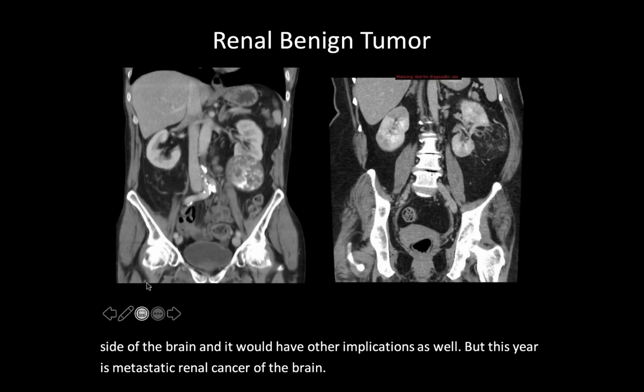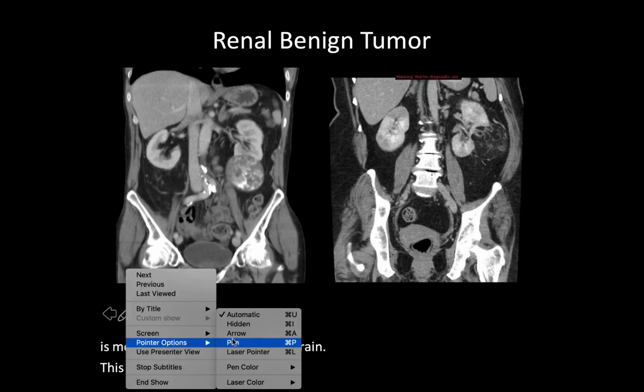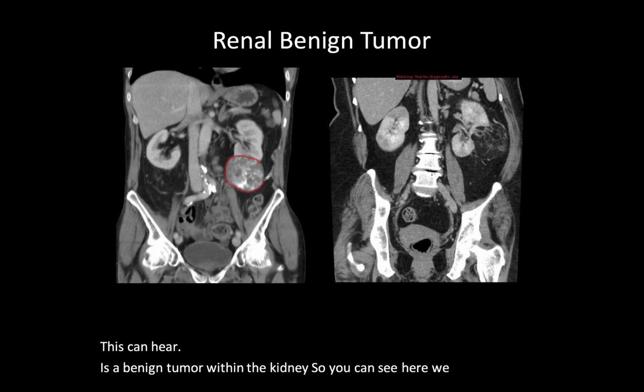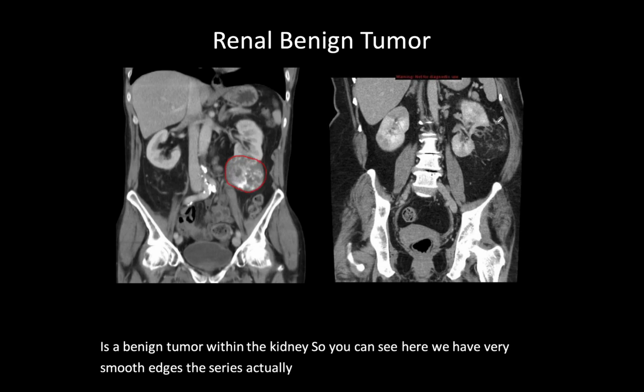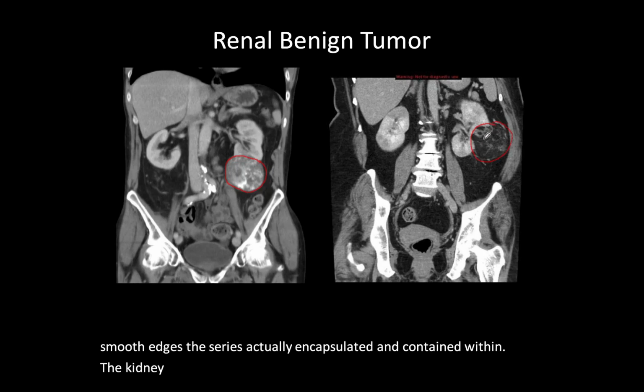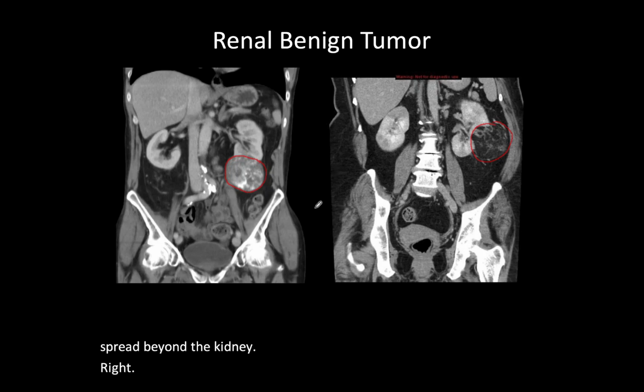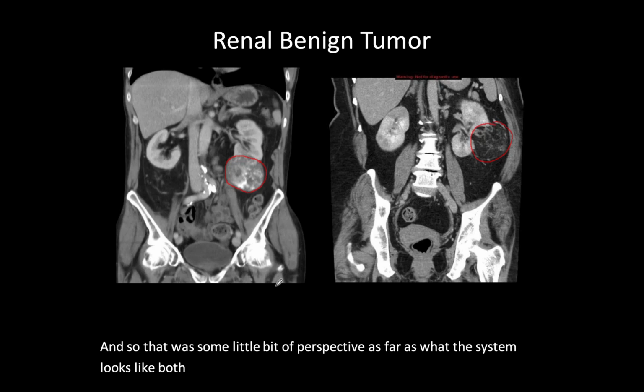This scan here is a benign tumor within the kidney. So you can see here we have very smooth edges. This here is actually encapsulated and contained within the kidney itself. And so this has a low likelihood that it would spread beyond the kidney. All right, and so that was a little bit of a perspective as far as what the system looks like, both normal and diseased.